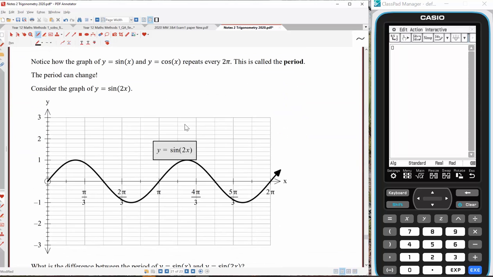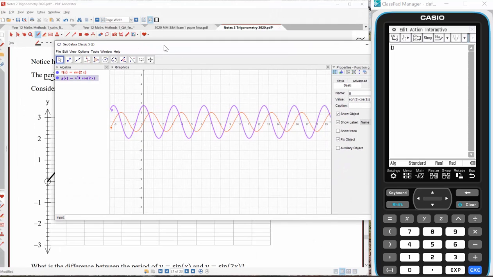All right, notice how the graph of y equals sine x and y equals cosine x repeats every 2 pi. That's called the period, or how long it takes to repeat itself. And what we can do is change the period. Just say I'm modeling something that has a longer or a shorter period.